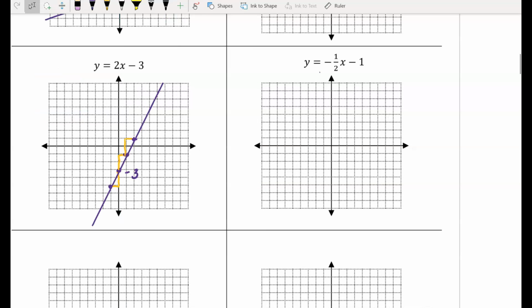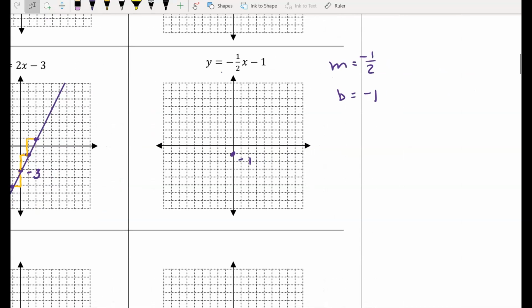On our next equation, y equals negative 1/2 x minus 1, so when we identify our slope, we're going to take that negative in front of the 1/2 as part of the slope, and then the y-intercept is at negative 1. So we're going to first plot the y-intercept from the origin, go down 1.